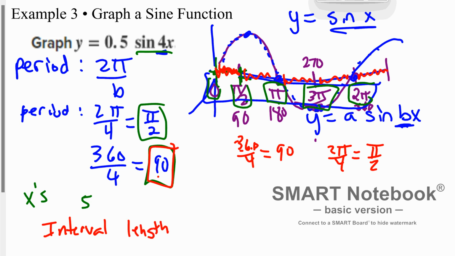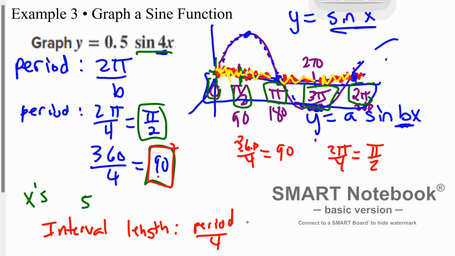What's the distance between each of my x's? That is my period divided by 4, because I have 1, 2, 3, 4 lengths between these two before I start repeating myself. So that's why I'm dividing this by 4, to find out what the distance is between each x.